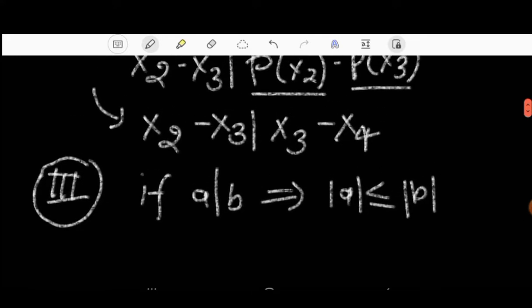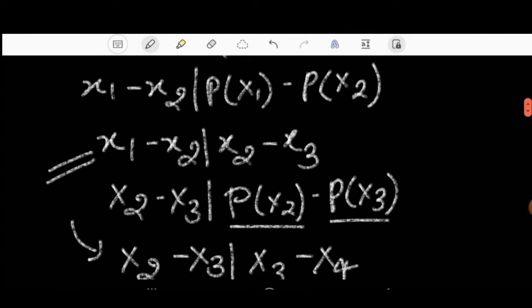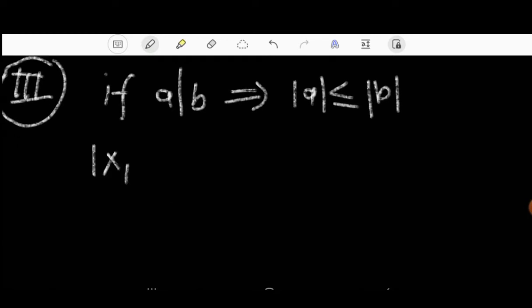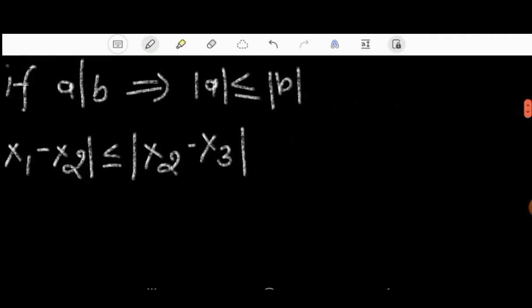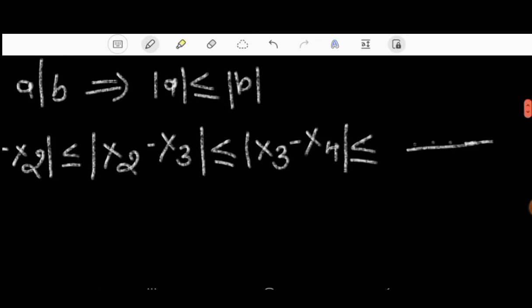And now if we use this proposition over here, then what we get is that mod of x1 minus x2 is smaller than or equal to mod of x2 minus x3, and this is smaller than or equal to mod of x3 minus x4, and it will continue, right?